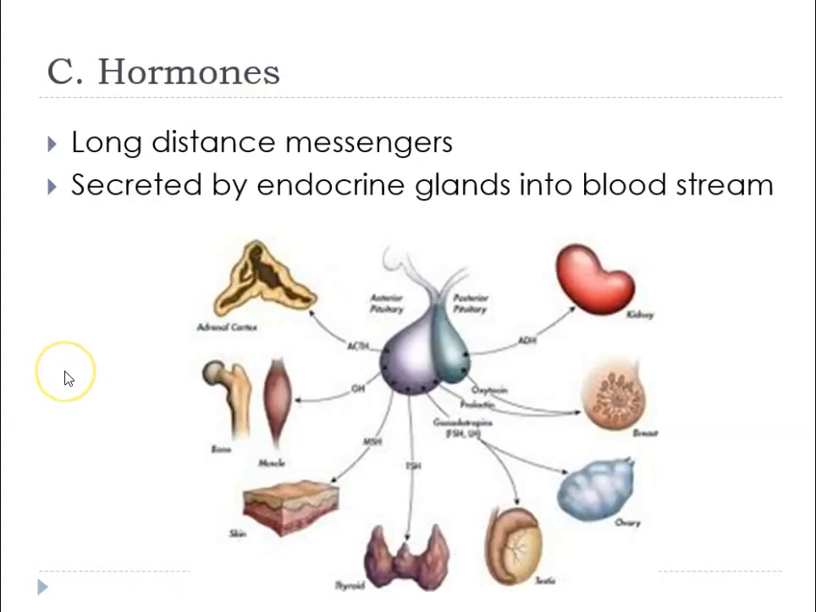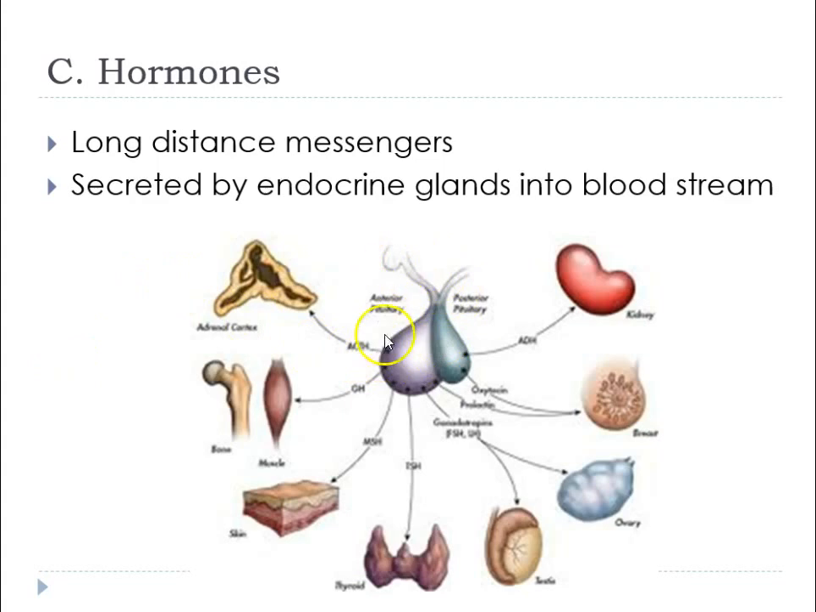And then, of course, we have our hormonal ones, which are going to be long-distance messages. These could last for a while. When we did nerve endings, it was a quick message that had to be close to that cell, whereas this one could be a long distance.